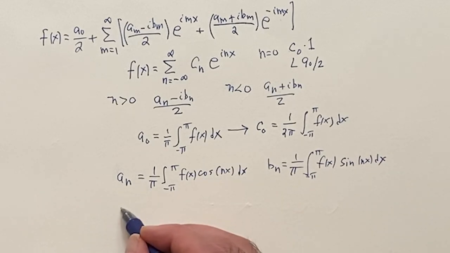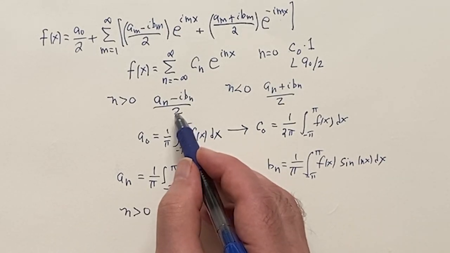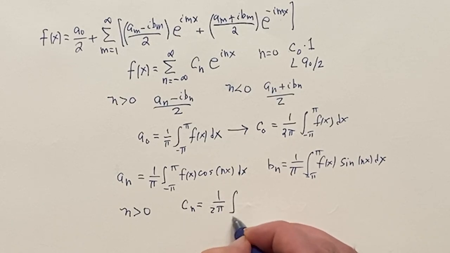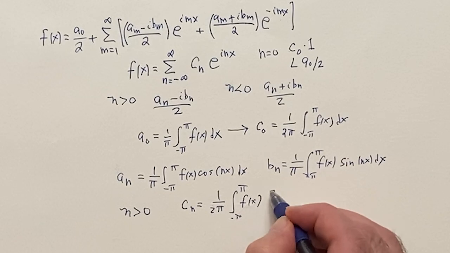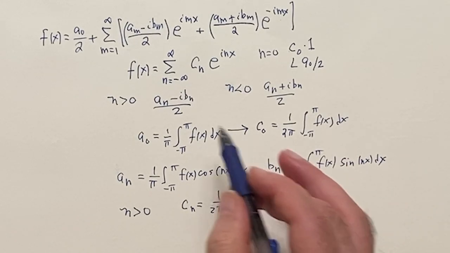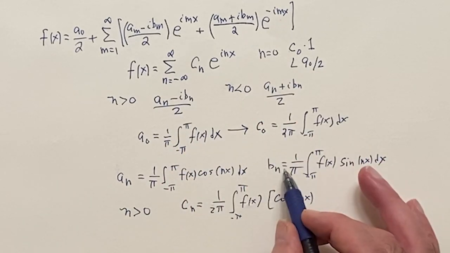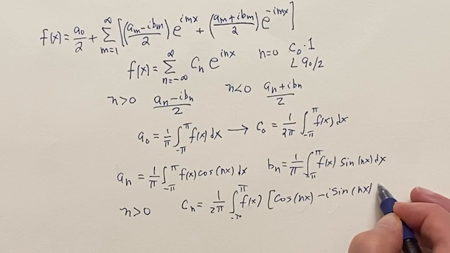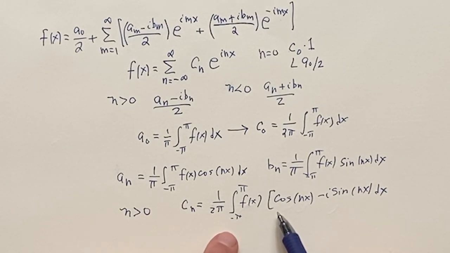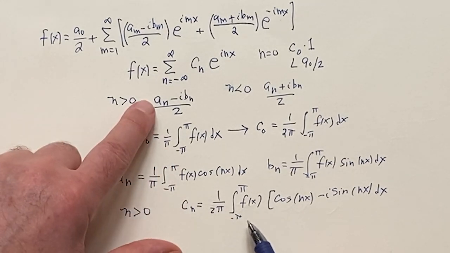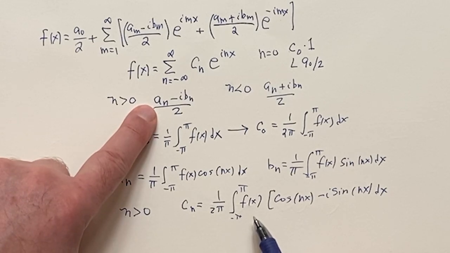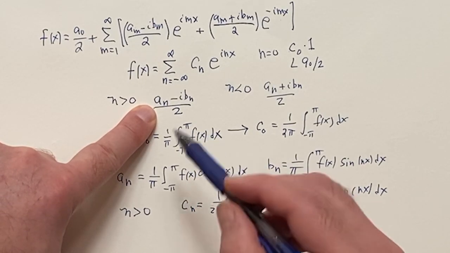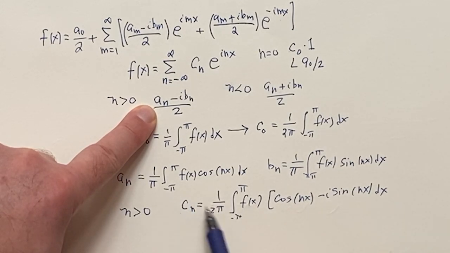Well, we have the two cases. If n is greater than 0, then we're going to have the minus case. So we're going to have here for c n, 1 over 2 pi, minus pi to pi f of x, the cosine of nx. And since the b n has the minus sign, we just take this with the minus i sine of nx dx. So what we did here is we looked at what the c n is when n is greater than 0. So that's the a n, but the a n is whatever this is. So we just put it in there. It's a n over 2, so when we took this and divided it by 2, that's where that 2 came from.